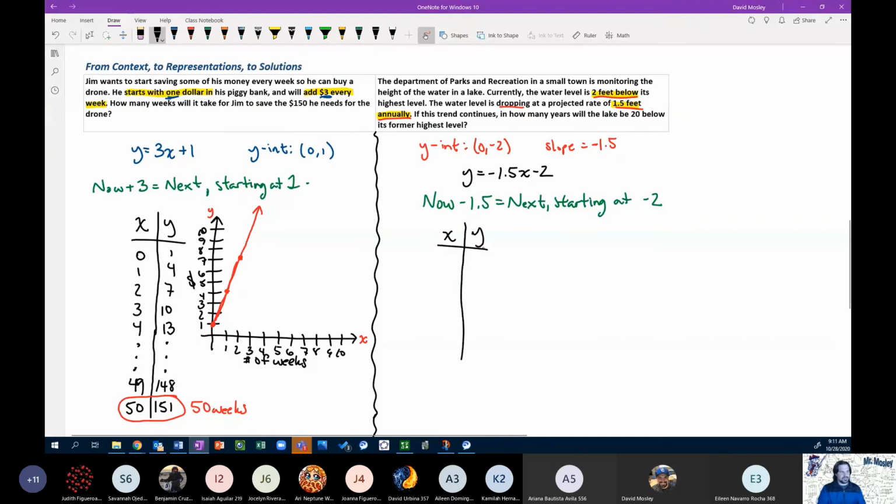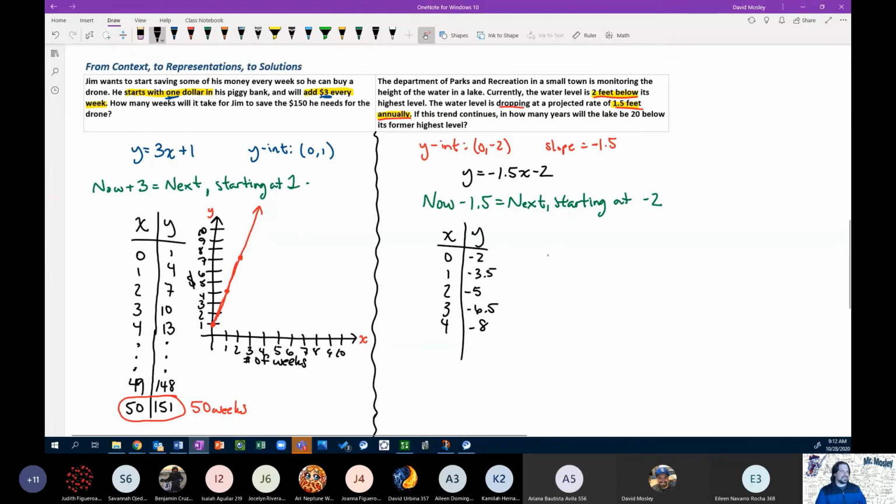As in the other example, we can make a table. And again, because we are talking about time, it doesn't make sense to start with negative numbers for x because we don't have negative time. So at 0, we're at -2. After 1 year, we're at -3.5, -5, -6.5, -8, and so on.